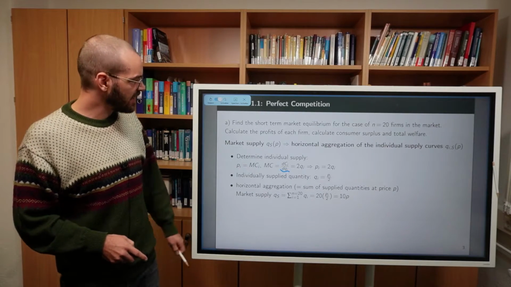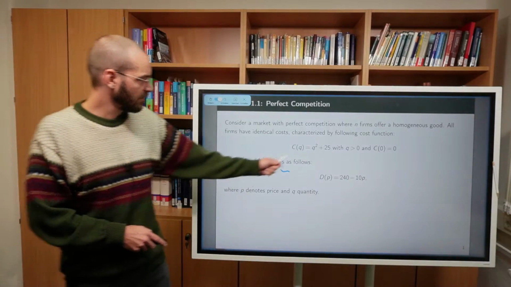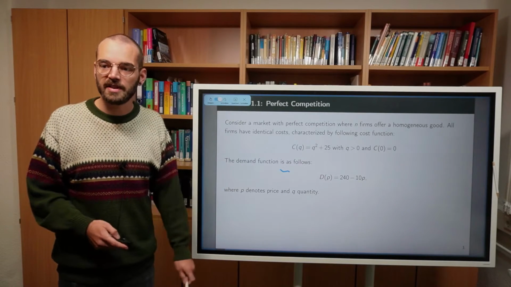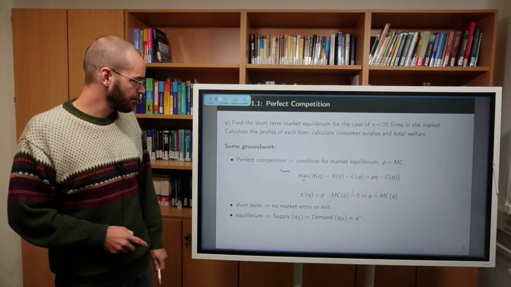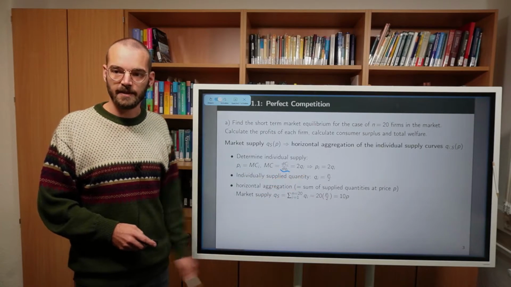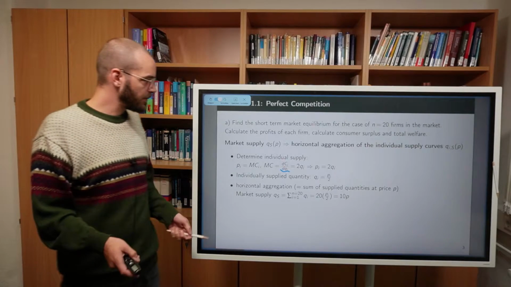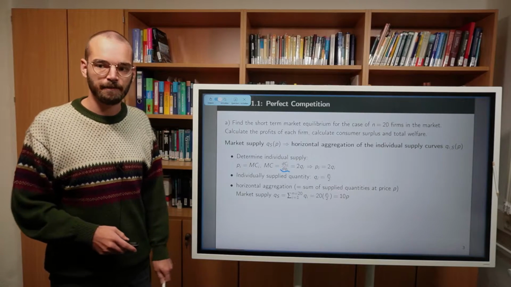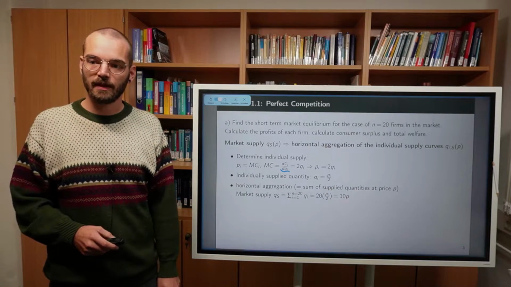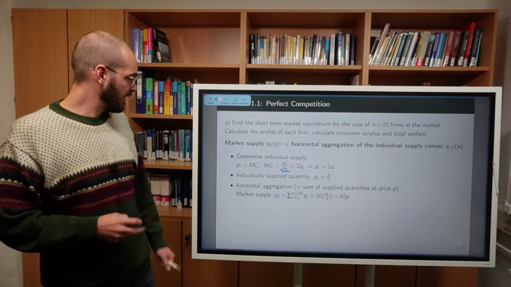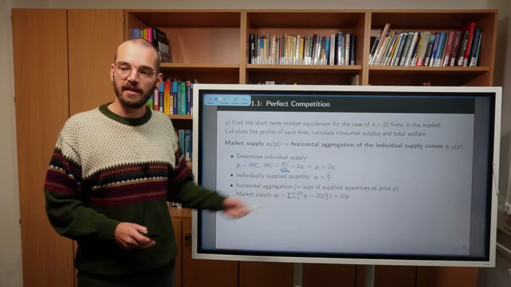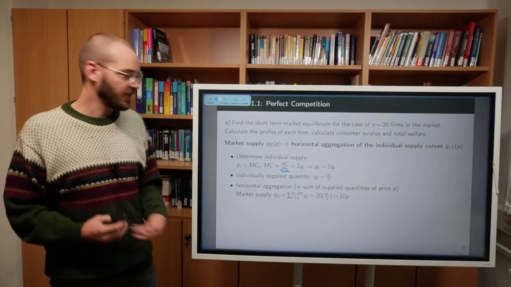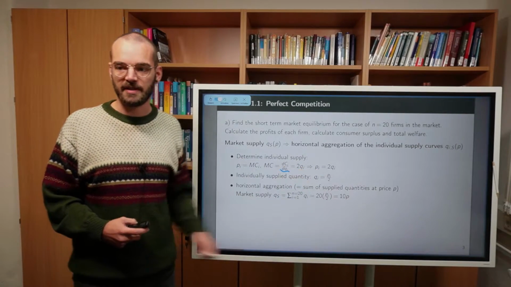And for this particular case, just as a quick reminder, this is the cost function we are talking about, q squared plus 25, and now the derivative with respect to q, of course, is 2 times q, right? With this, we know that in equilibrium, it must be true that P equals 2 times q. Price equals marginal costs. So with this, we know that in equilibrium, the individually supplied quantity in the market must be Qi equal to Pi over 2, right? Simply by rearranging the equality that we figured out a second ago.